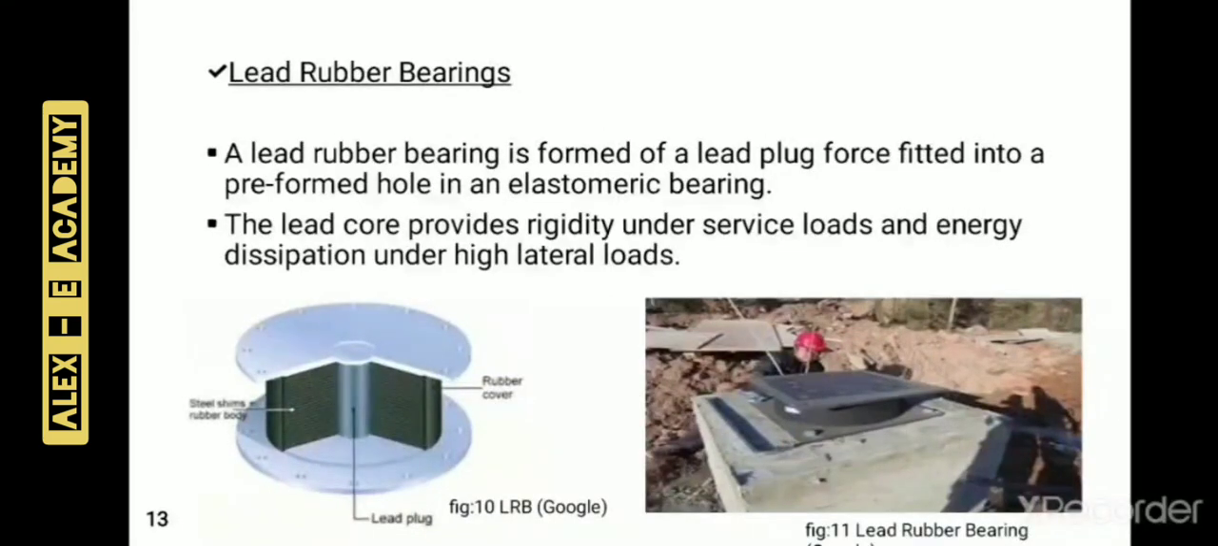Lead rubber bearings. In a lead rubber bearing, we have a lead plug at its center. It provides rigidity under service load and it will absorb the energy of the waves during strong ground motion. It is used as an energy dissipation mechanism. It has a plastic property as it is capable of deforming many times without loss of strength. This lead core deforms during an earthquake by absorbing some energy and then reverts to its original shape.